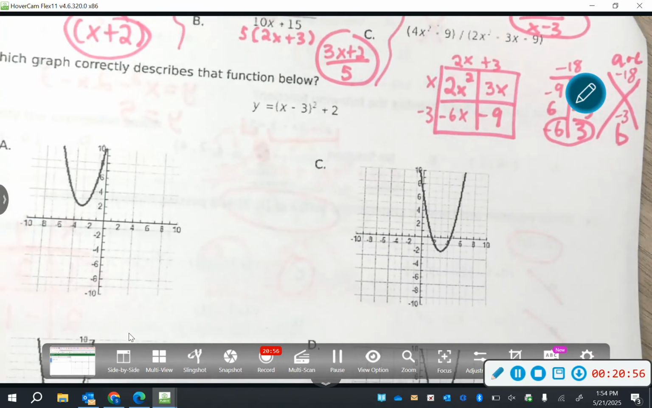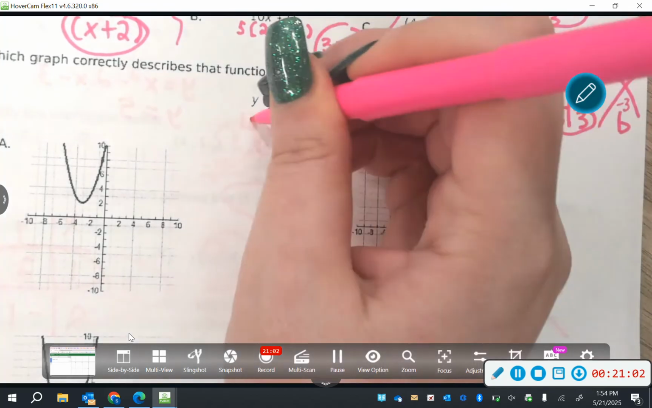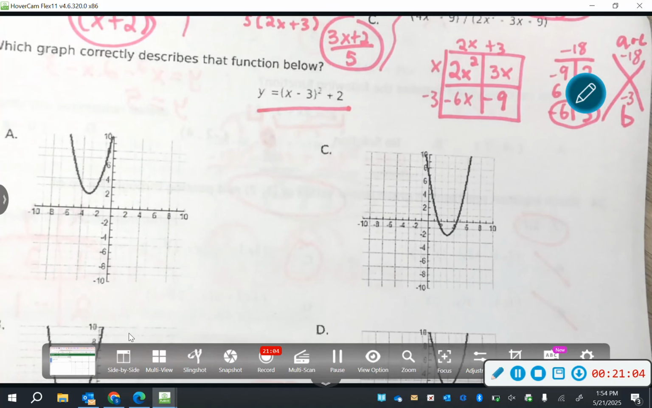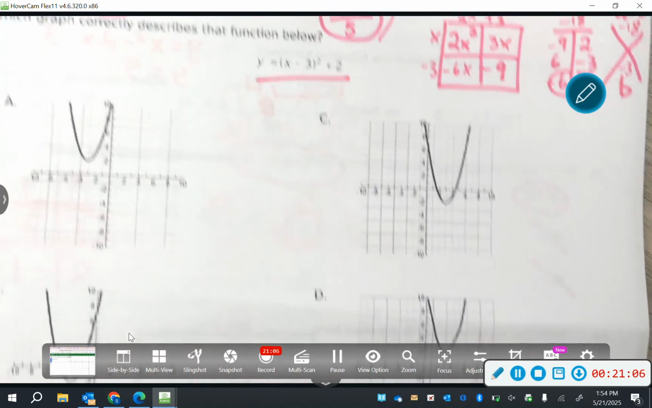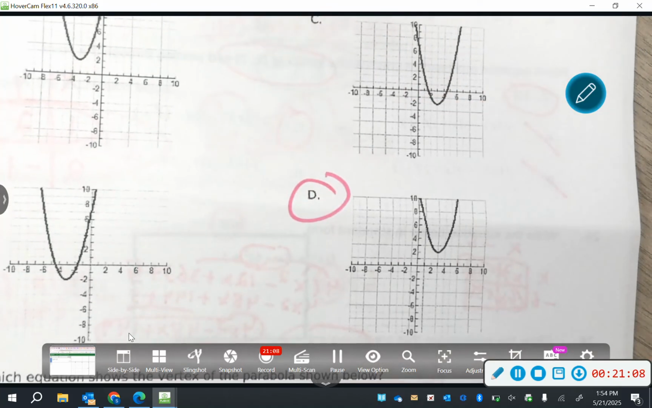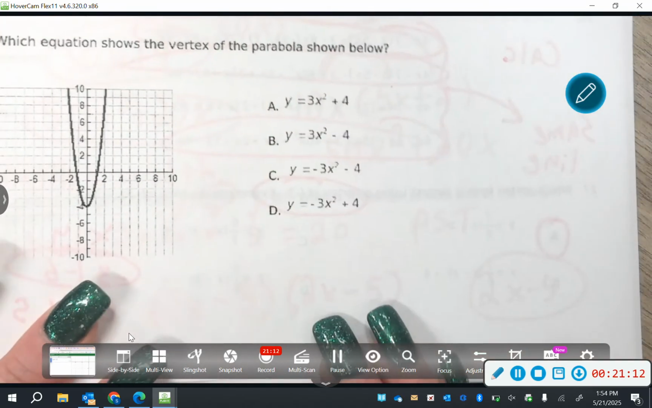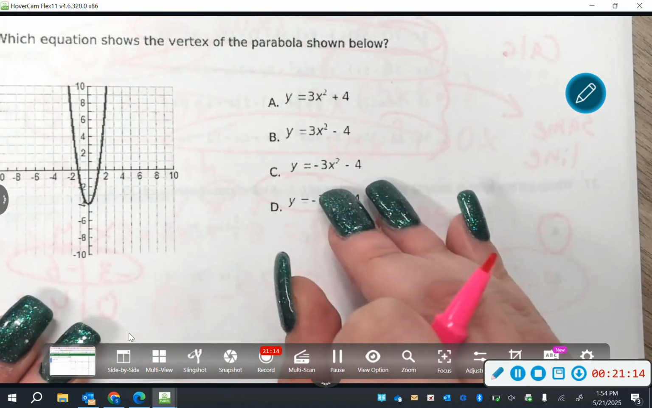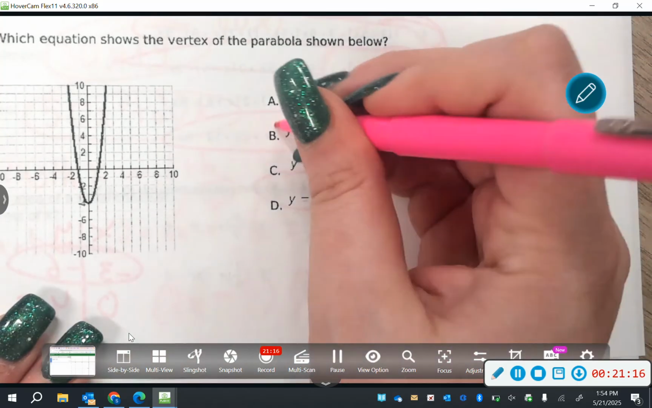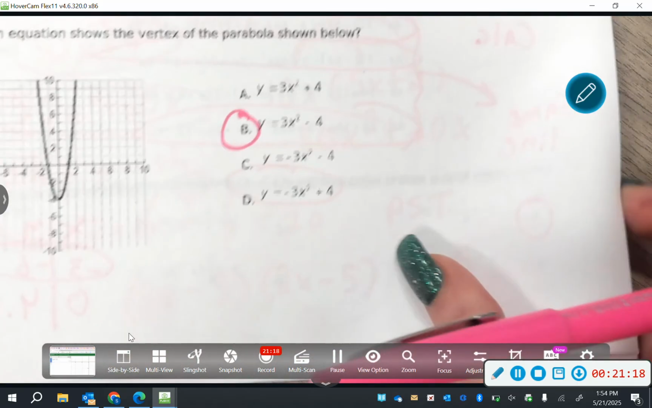Okay, I might do these two and then call it a wrap. This one they gave you an equation, plug it in your calculator and match. I'm not going to plug it in and show you. Your answer is D. Same thing on this one. They give you a whole bunch of equations. Just go plug them all in. See which graph matches. Your answer is going to be B.